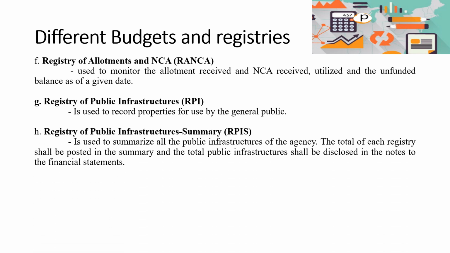Next, we also have the Registry of Public Infrastructure Summary. So, dito naman, sinasummarize yung lahat ng public infrastructures ng agency. For example, siguro, ang marami kasi dito si DBM eh. Pero sometimes kasi, meron din yung mga iba, like, for example, the hospitals, or the DepEd. So, the total agency registry shall be posted in summary, and the total public infra shall be disclosed in the notes to financial statement. So, dapat sa notes ng FS niya, nakalagay din doon kung ano yung mga public infra.